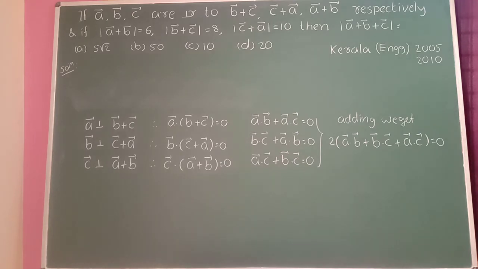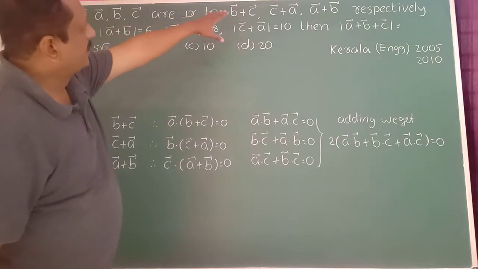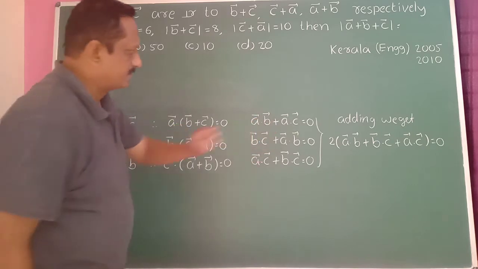So if a bar, b bar, c bar are perpendicular to b bar plus c bar, c bar plus a bar and a bar plus b bar respectively, and if modulus of a bar plus b bar equal to 6, modulus of b bar plus c bar is 8, modulus of c bar plus a bar is 10, then modulus of a bar plus b bar plus c bar equal to what here? So obviously, like the previous example, we are using the same result here. Even here they are perpendicular, so we get this result.